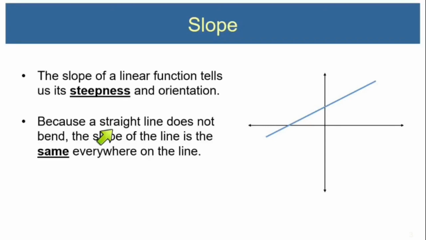Now, because a straight line does not bend, the slope of the line is the same everywhere on the line. So if we were to measure the slope between this point and this point, it would be the same as if we measured the slope between here and here. So it doesn't matter which 2 points you use, the slope will be the same everywhere on the line.